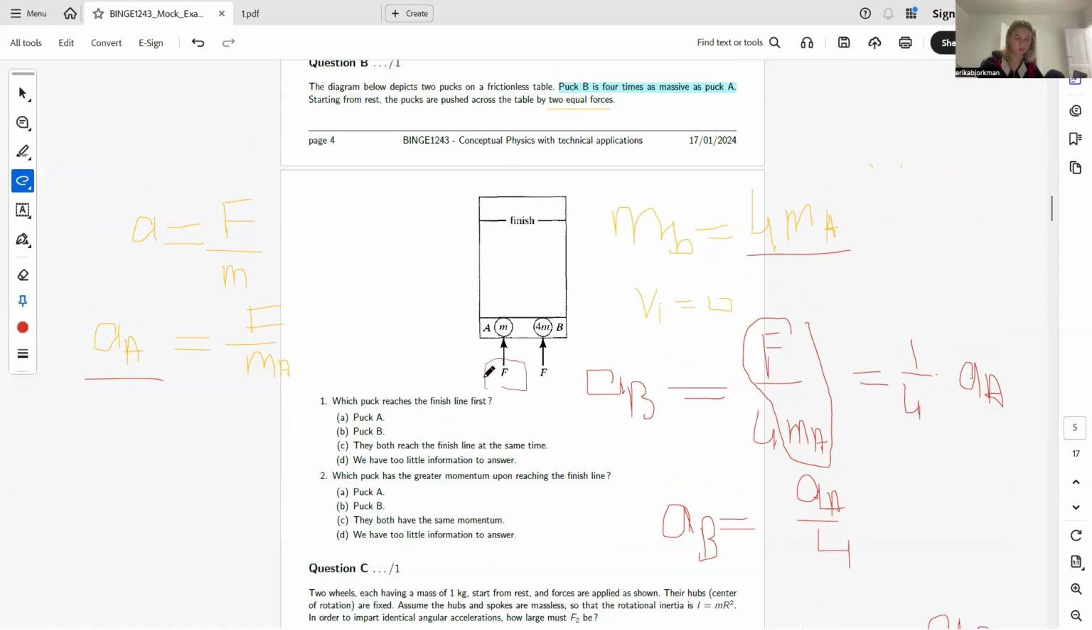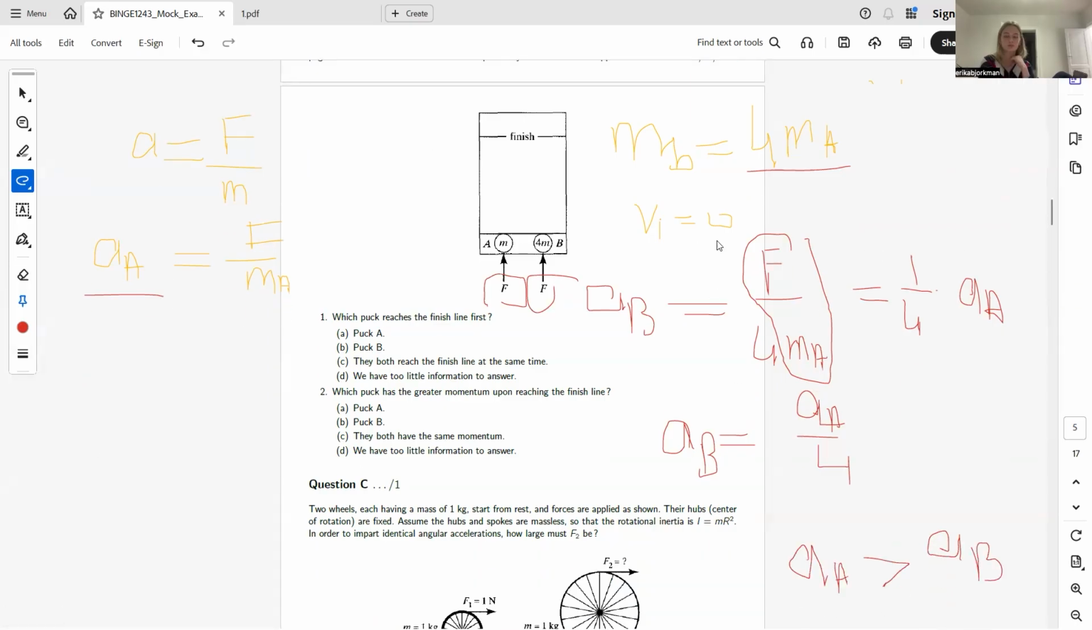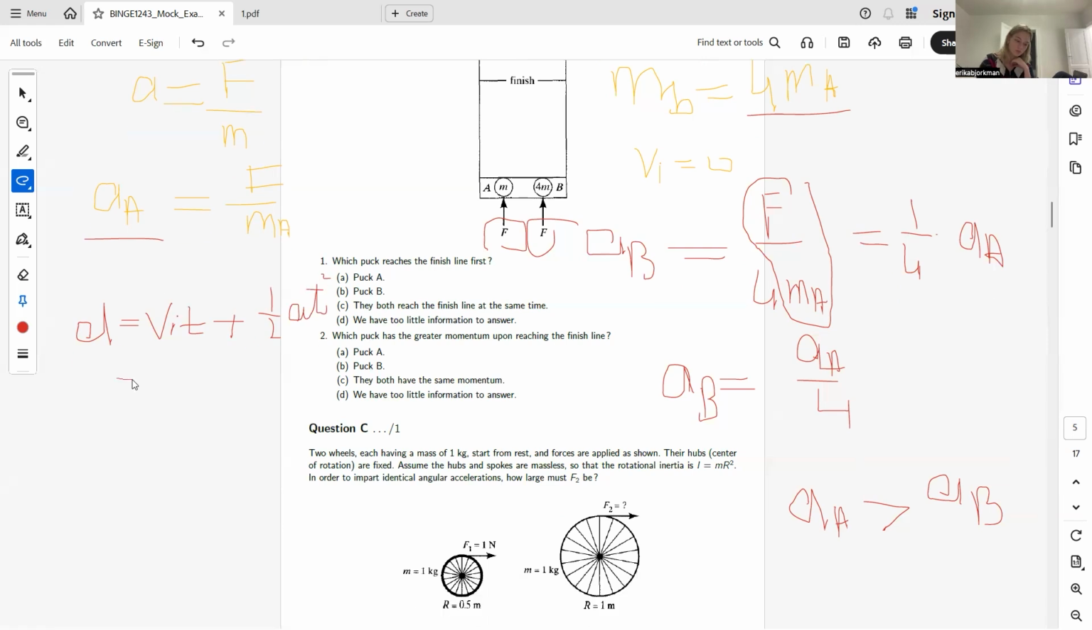Both are facing the same forces, so we have not disturbed the factor of force here. And one thing that we need to check: as their initial velocities are equal to 0, our relation for the distance is d is equal to v_i t plus half a t square. As the initial velocity is equal to 0, the relation becomes d is equal to 1 by 2 a t square.